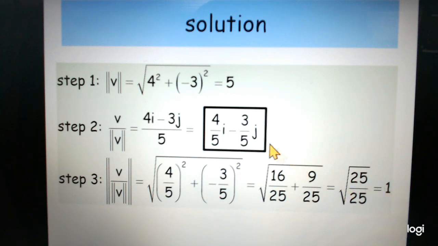And you're probably wondering, well, how do you know that the direction hasn't changed? Well, that's easy. This is a vector, so it has a direction. And this is a scalar, meaning it doesn't. We're just dividing by 5, so the direction is not changing.